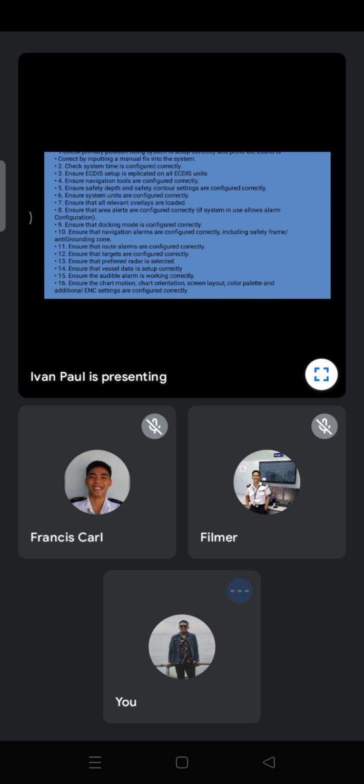And then the ninth, ensure the docking mode is configured correctly. Next, ensure the navigation alarms are configured correctly, including safety frame, anti-grounding cone.